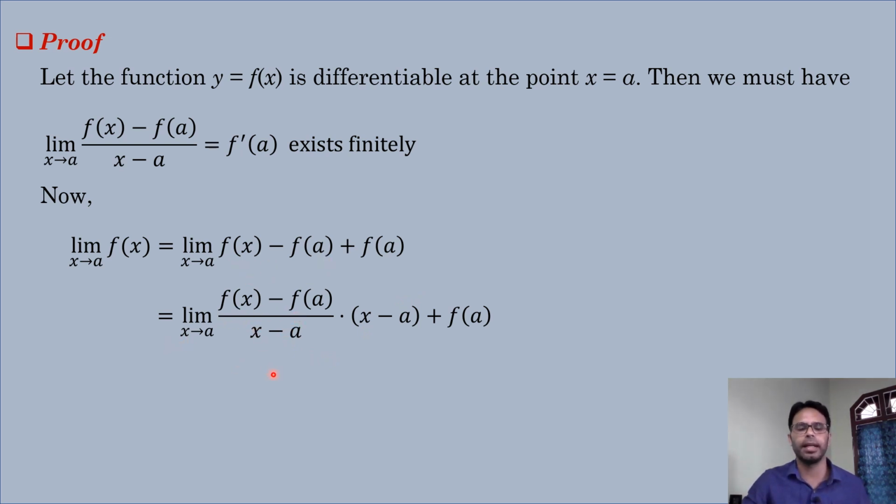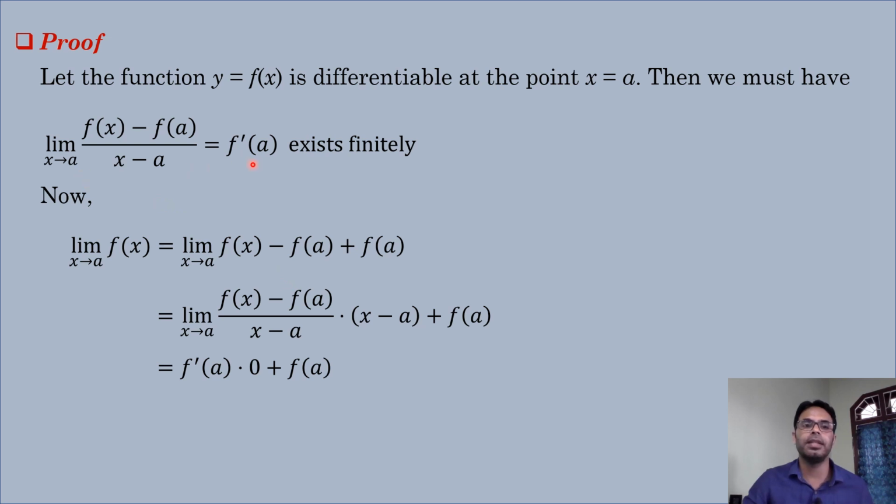So obviously we can write like this. Then this limit will act on this part as well as this part, because we have a theorem for limits: the limit of f(x) into g(x) is limit f(x) into limit g(x). So by that theorem, this limit will act on this and also on this one, you see. So this part is actually what?